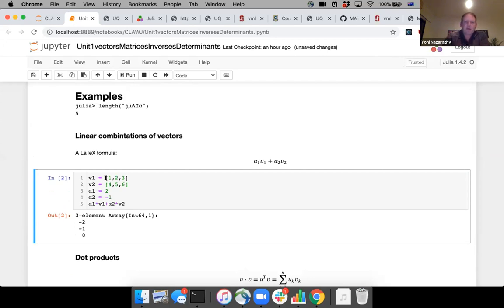Okay, so what we're doing here is we have the vector v1 and we have the vector v2, and these two vectors are three-dimensional vectors, and we have the scalars alpha 1 and alpha 2. Now notice in Julia, I can actually get Greek letters, and that's convenient. I can do a backslash, say, eta, E-T-A, and then hit tab.